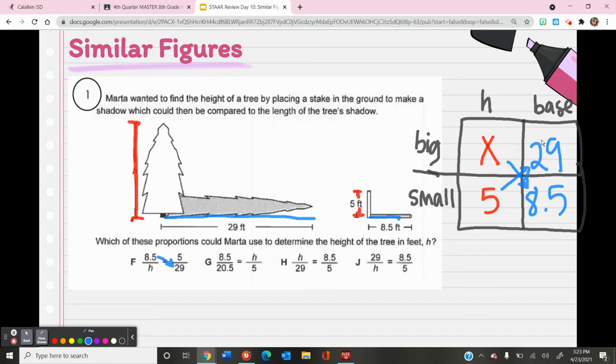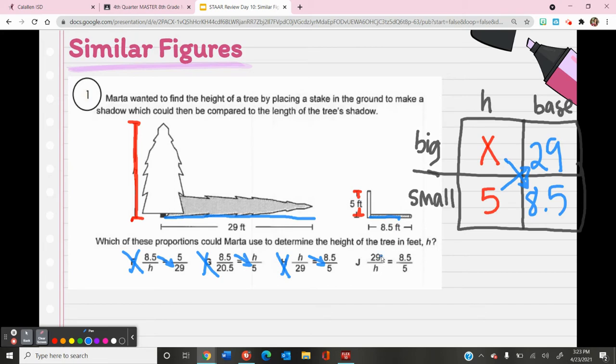So looking here at F, I do not have 8.5 diagonal from 29. I have 8.5 and 29 on top of each other, so that's not the correct proportion. Then for G, I have 8.5 diagonal to 5. Again, they are next to each other, not diagonal from each other, so that's not correct either. Then looking at H, I have h diagonal to 5. They are on top of each other. X should be diagonal from 8.5, so that is incorrect as well.